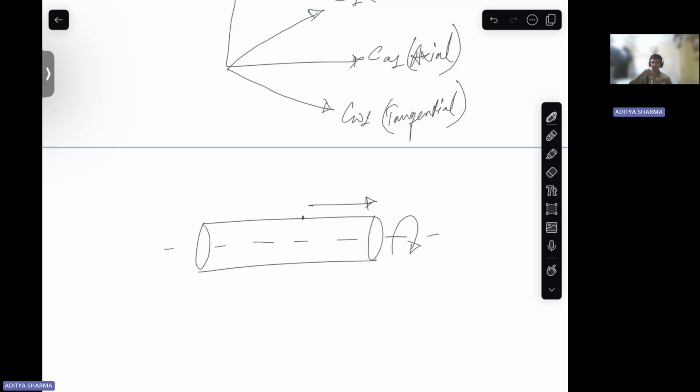This is your radial direction, towards your axis, perpendicular to your axis. And parallel to your axis is this axial direction. Tangential is with respect to the circumference of the shaft. It will be tangential to that. Something like this. If you can visualize, this is radial, this is axial.